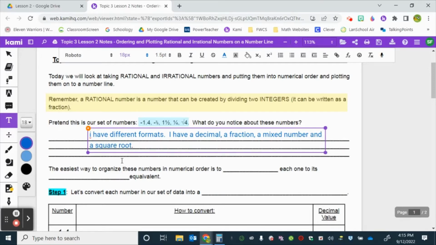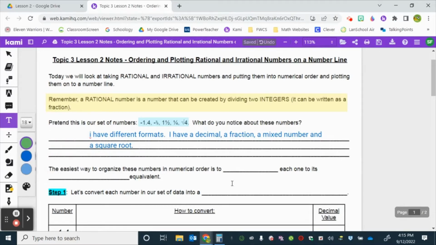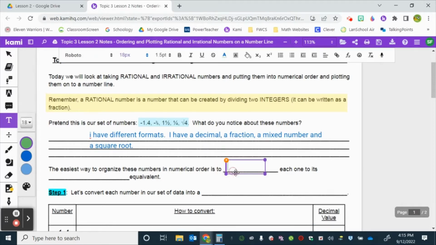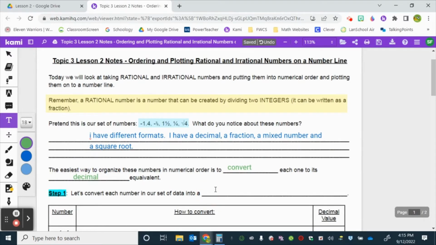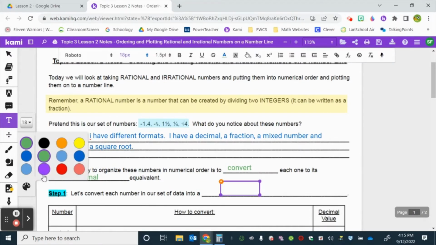And in order for me to put these numbers onto a number line, I need to have them all in the same format. And the easiest thing for me to do that is to convert all of these numbers into its decimal equivalent. So we're going to work on converting each one to its decimal equivalent. Some of you might know how to change some of these numbers into decimals. If you do, great. If you do not, we need to make sure that we pay attention when we talk about that. So step one, anytime you got to order numbers, is we're going to take each number and we're going to convert it into a decimal number.